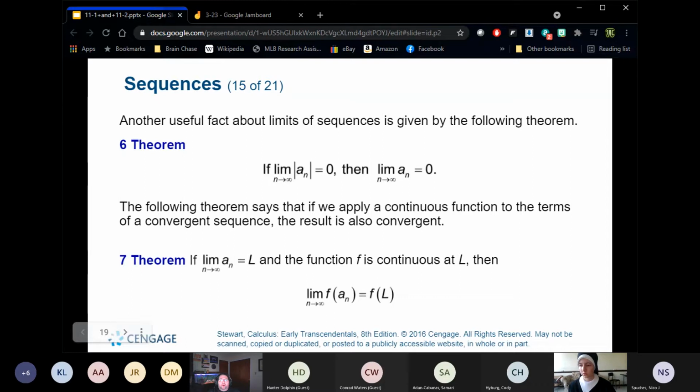Theorem 6 is a little important. So theorem 6 says if the limit of the absolute value equals 0, then the limit of that function equals 0. So when we're having functions that have that negative value in front or that value that's going to jump back and forth, if I look at the limit of the absolute value, if that goes to 0, then the other function automatically goes to 0, the one that I originally had.